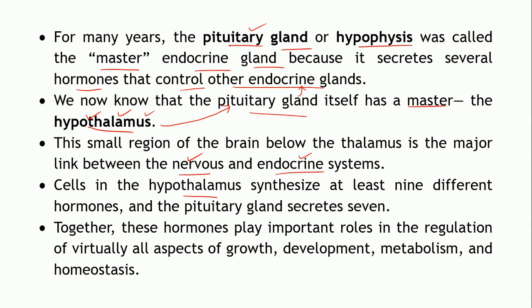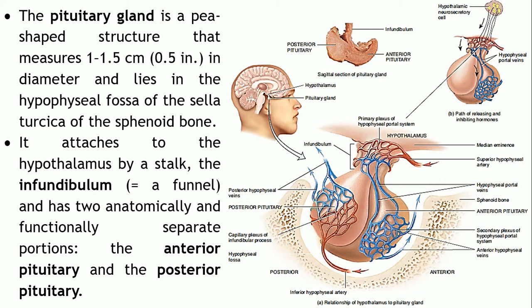Okay, so the hypothalamus, it produces 9 different hormones, and the pituitary gland, it secretes 7 types of hormones. So taken together, all of these hormones will help in regulating all the aspects of growth, development, metabolism and homeostasis of the body. Okay, so to start with the pituitary gland. Hypothalamus we have already covered under the nervous system. Okay. So, some of the nuclei are actually involved in production of certain hormones, which in turn will be regulating this pituitary gland. Okay. So, hypothalamus will not be considered again in detail, we will just focus on which are the hormones which are produced by this hypothalamus.